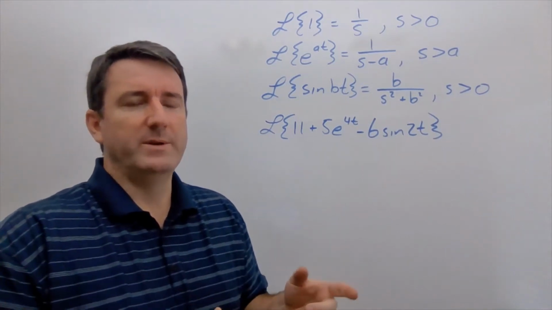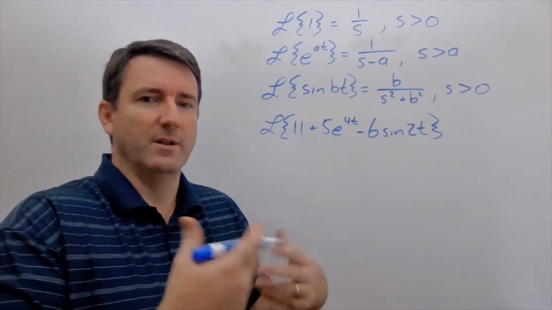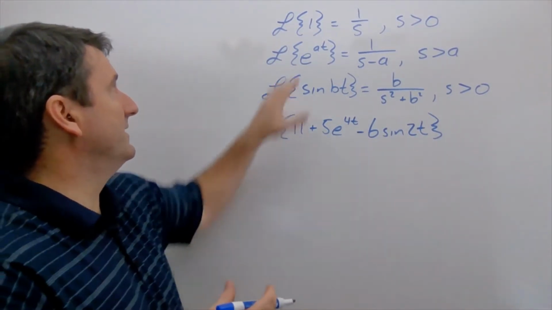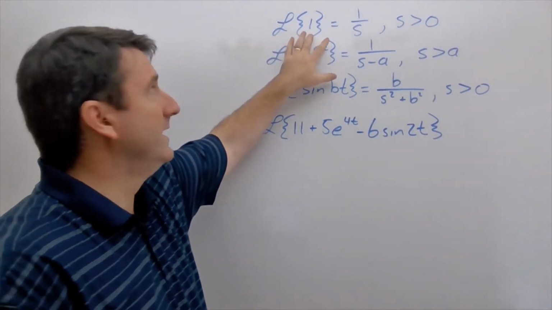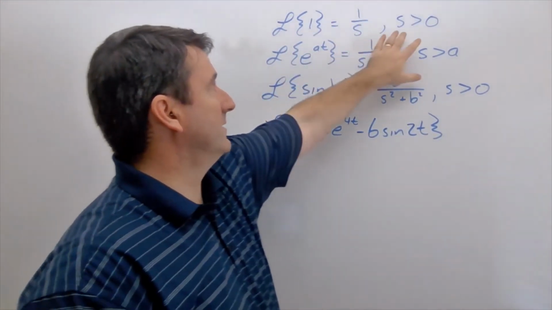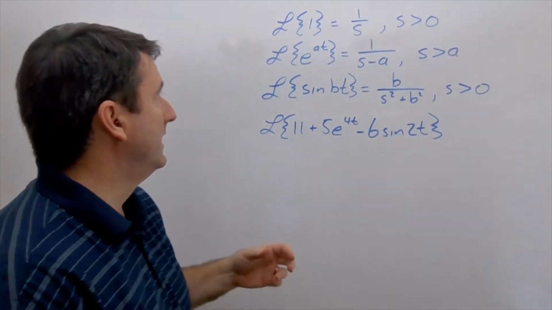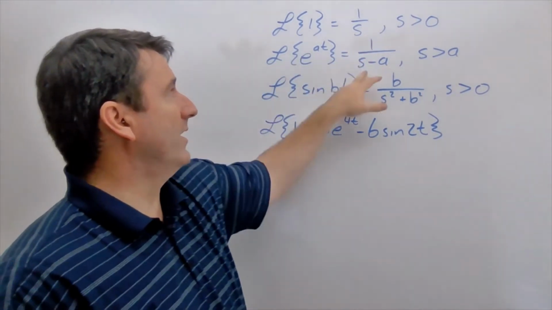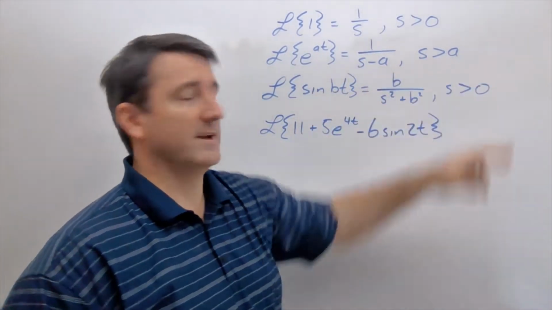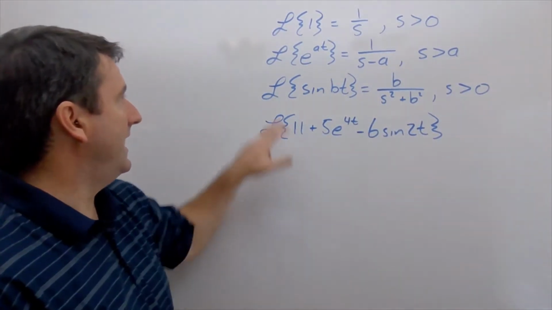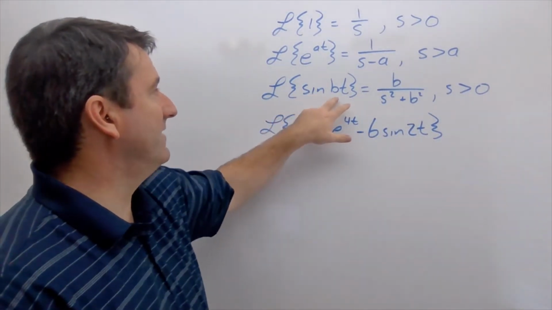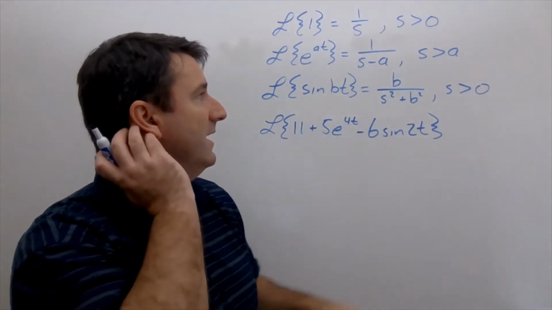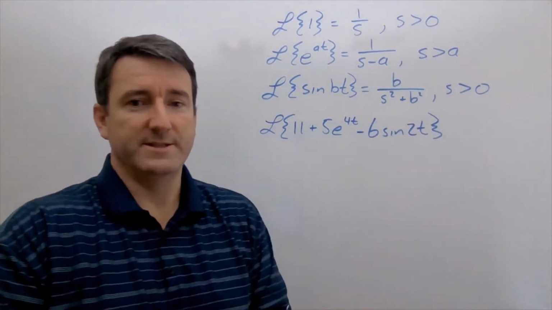In the last video, we talked about the definition of a Laplace transform. And we used that definition to determine that the Laplace transform of 1 was 1 over s, so long as s is greater than 0. And the Laplace transform of e to the at is equal to 1 over s minus a, as long as s is greater than a. And the Laplace transform of sine of bt is equal to b over s squared plus b squared, as long as s is greater than 0.